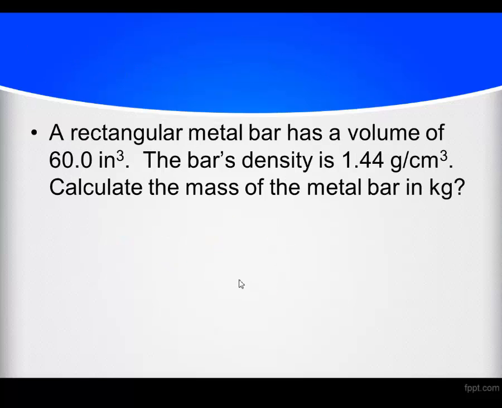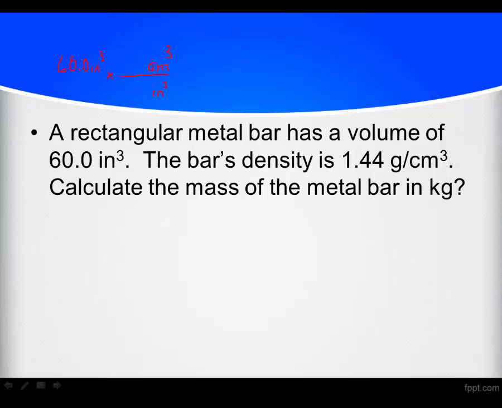All right. So this problem is fun, according to Patrick here. They say we got a volume of 60 cubic inches, which appears to me to be not in a set of units we can use, is it? So I'm going to take that 60 inches cubed, and I'm going to convert that from cubic inches to cubic centimeters.